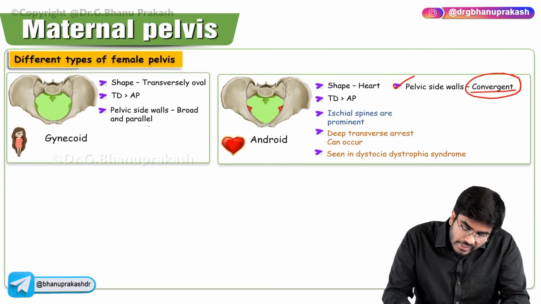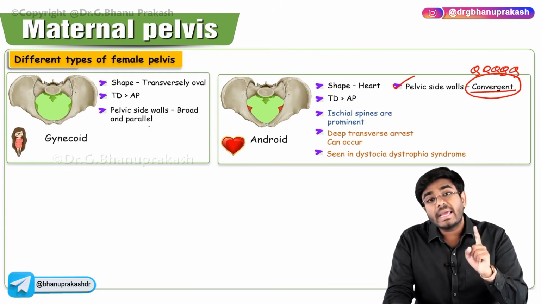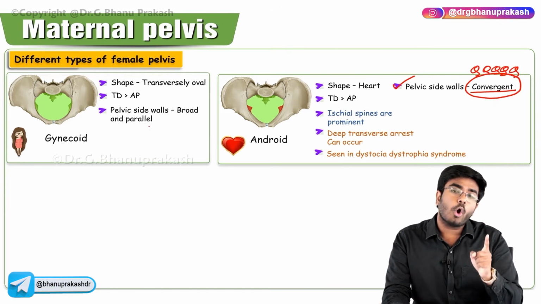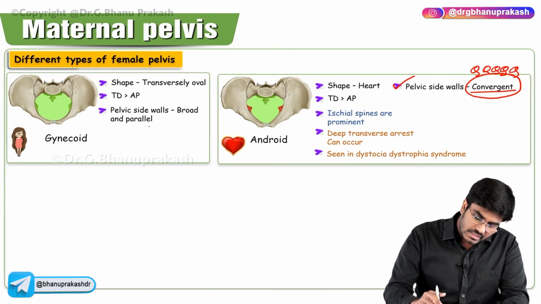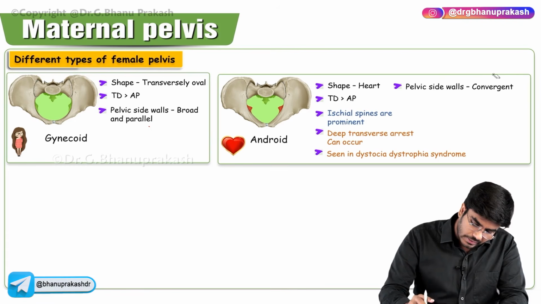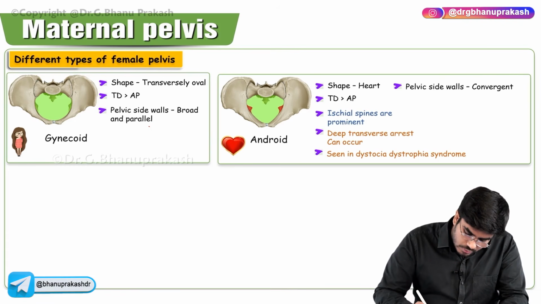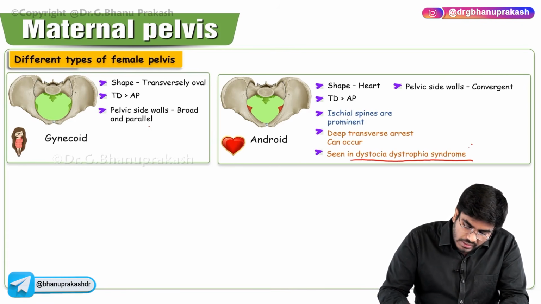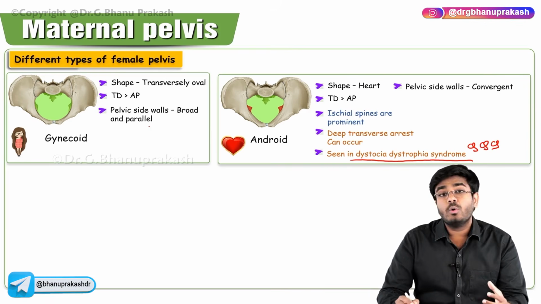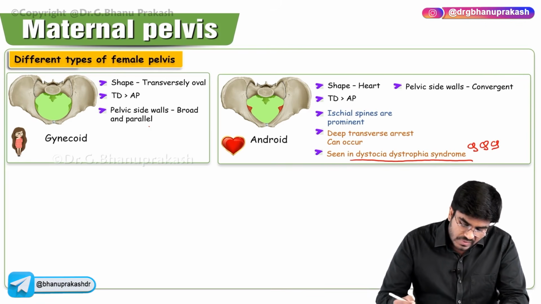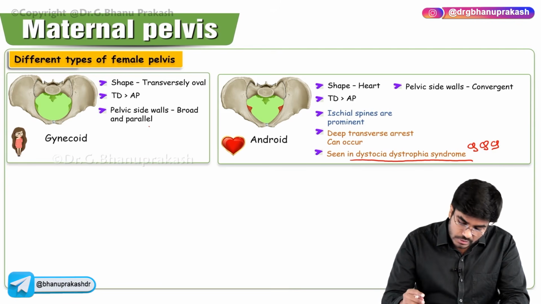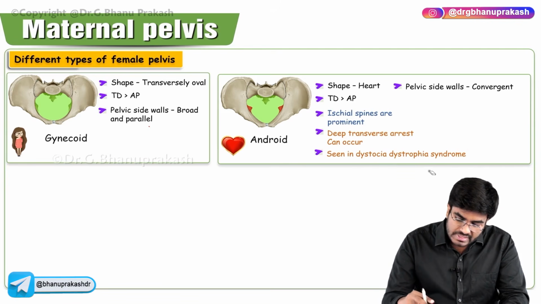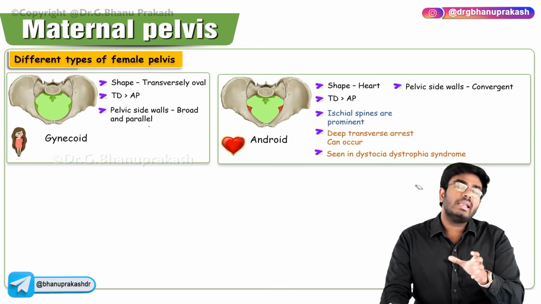So, very important MCQ: in android type of pelvis, the pelvic side walls are more convergent, and in gynecoid type of pelvis, the pelvic side walls are broad and parallel. Now, this type of pelvis is also seen in dystocia dystrophica syndrome. So, direct MCQ: what type of pelvis is seen in a female who has dystocia dystrophica syndrome? It is android type of pelvis. We will see in detail about dystocia dystrophica in a later lecture.